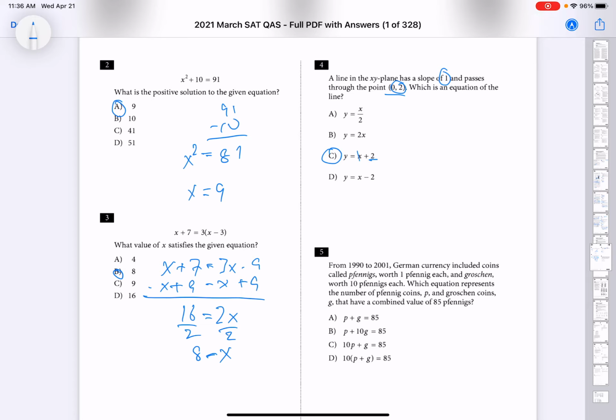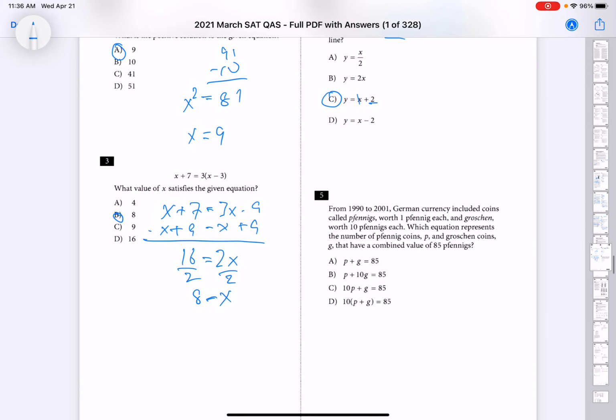Number 5, from 1990 to 2001, Germany's currency included coins called Pfennigs, okay, or Pfennigs. Maybe the P is silent. Whoever knows German or knows about the German currency, please let me know.